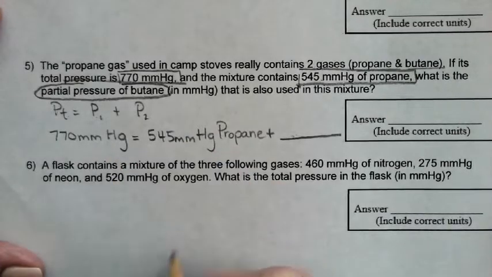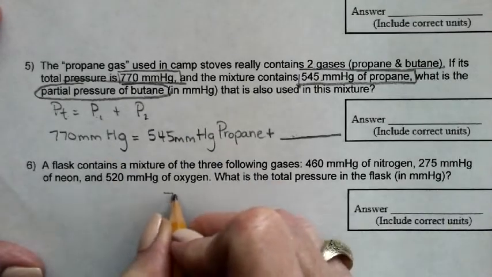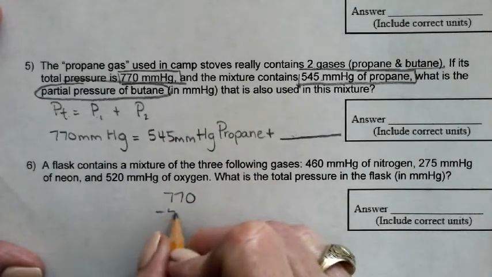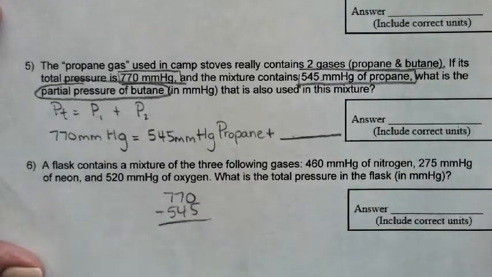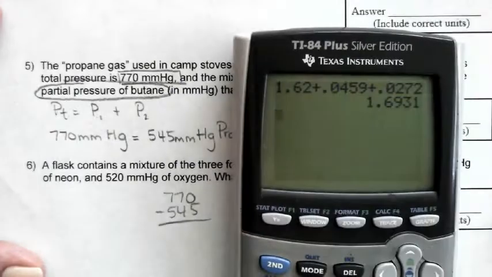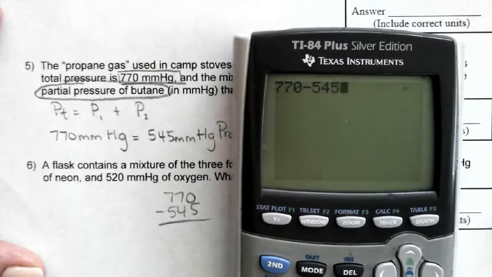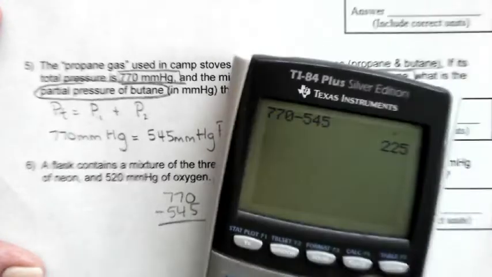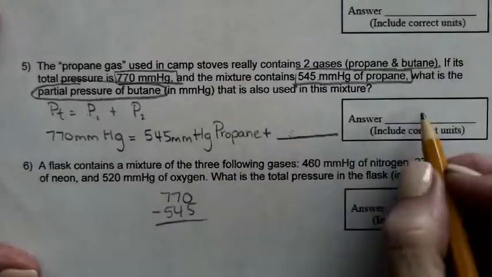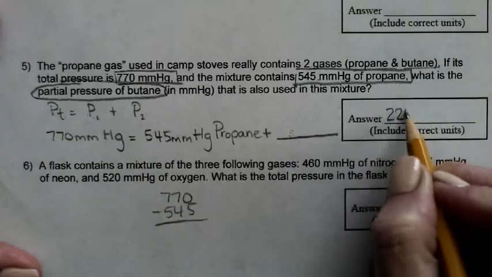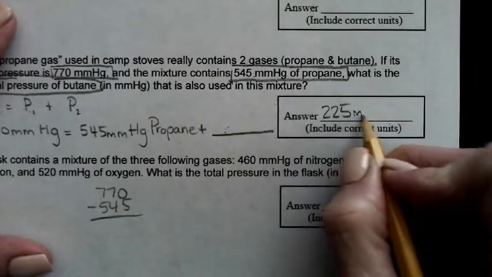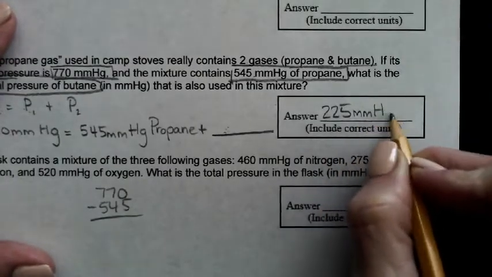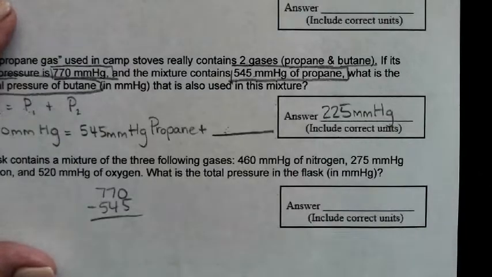Okay, so down here I'm going to do the work. I'll do 770 minus 545, and that's going to give me the partial pressure of butane. 770 minus 545, 225. 225 is my answer, 225 millimeters of mercury. And that's how much butane I have in there.